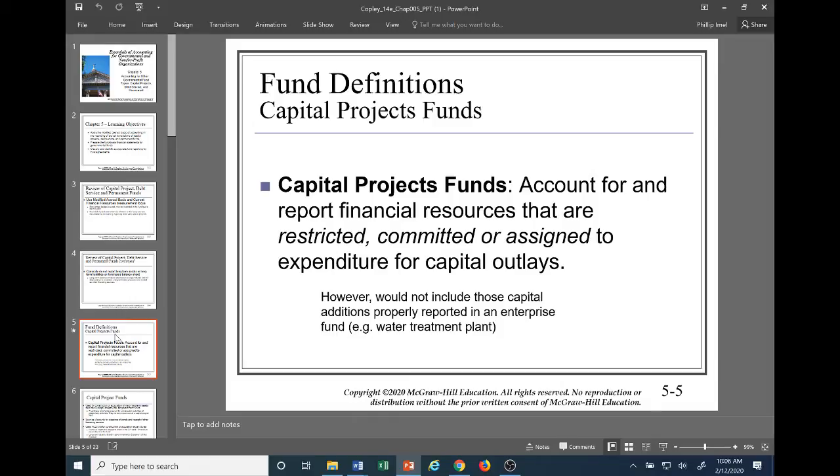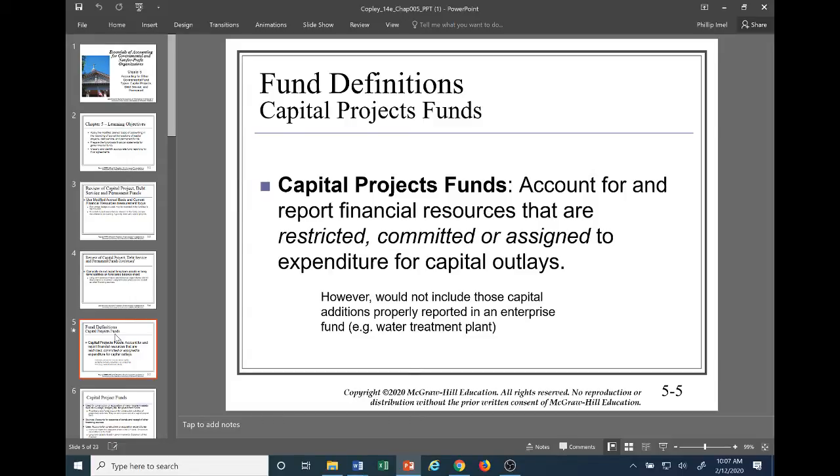Remember that for the special revenue fund, GASB gave special attention and guidance to it because for special revenue funds, the financial resources have to either be restricted or committed, right? They can't merely be assigned within a special revenue. But here in the capital projects fund, they can be just assigned, as for the other ones as well, right? So obviously the capital projects fund is restricted, committed, or assigned resources for the expenditure for capital outlays, as the name suggests.